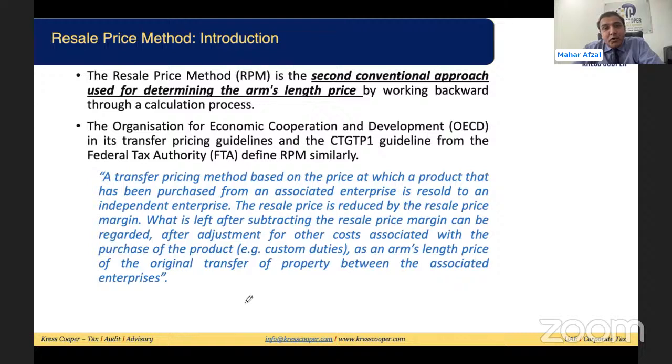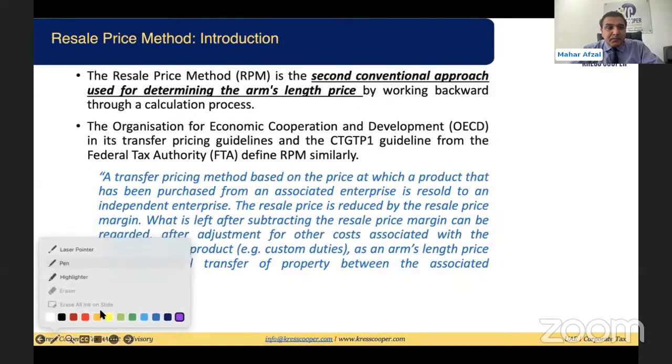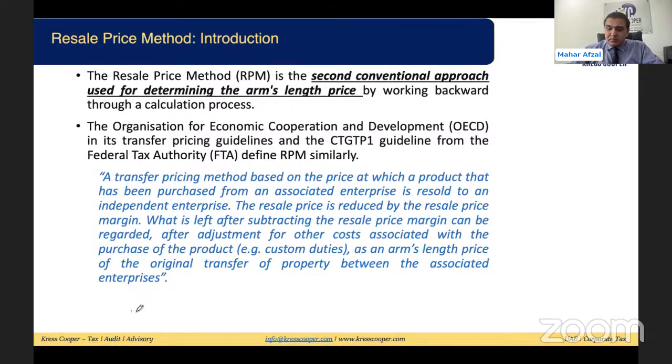So basically, this is important. The product has been purchased from the related party and resold to an independent enterprise. There are basically three parties: the one, the related party, and third, an independent enterprise. The goods have been purchased from the related party, but they have been sold to an independent enterprise.